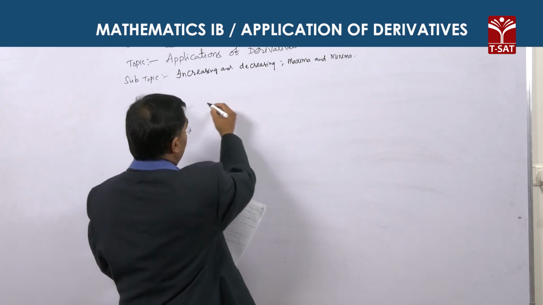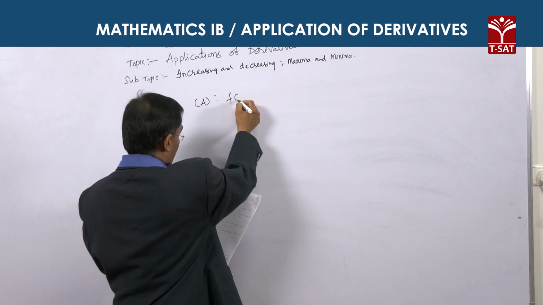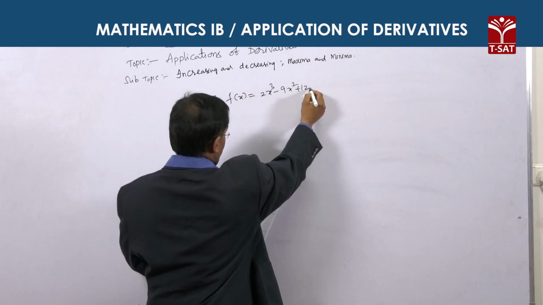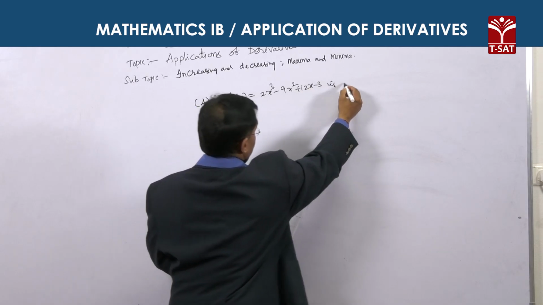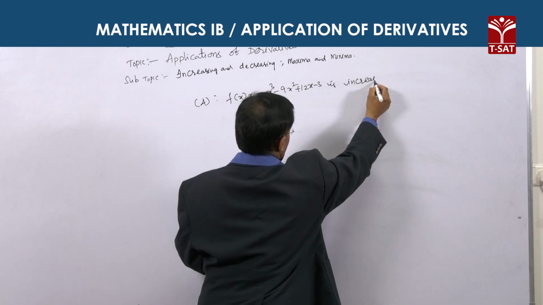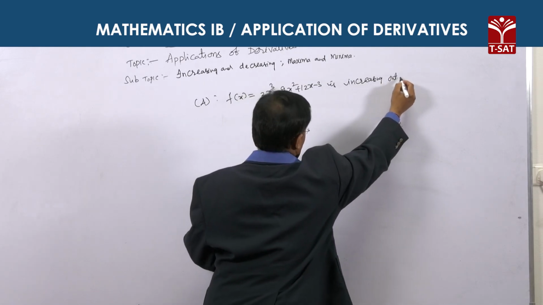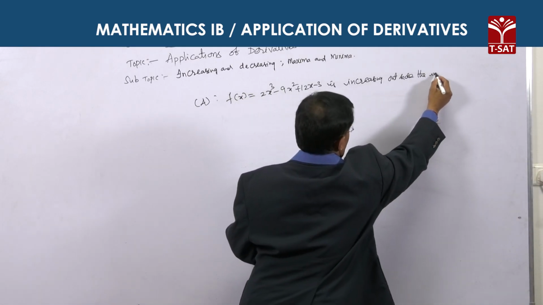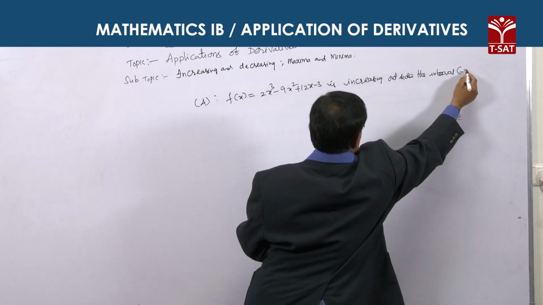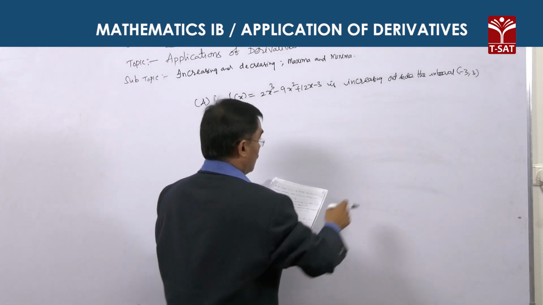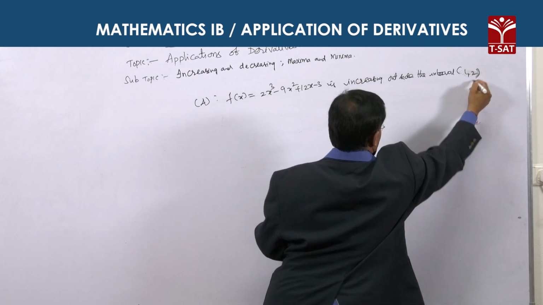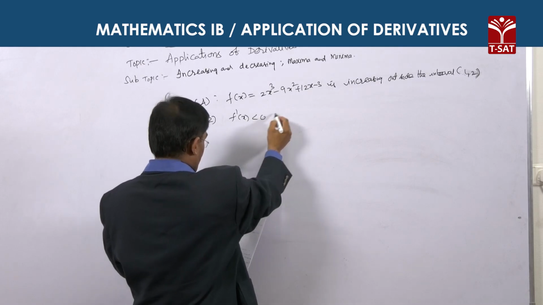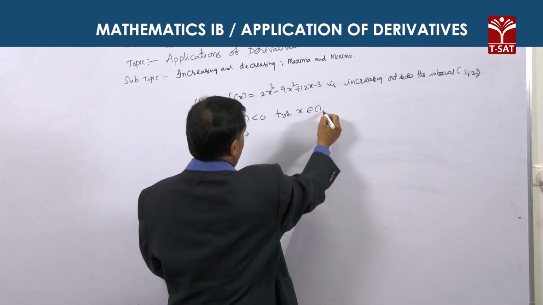Observe the following statements. Statement A: f of x is equal to 2x cube minus 9x square plus 12x minus 3 is increasing outside the interval open 1 comma 2. Reason R: f dash x is less than 0 for x belongs to open 1 comma 2.